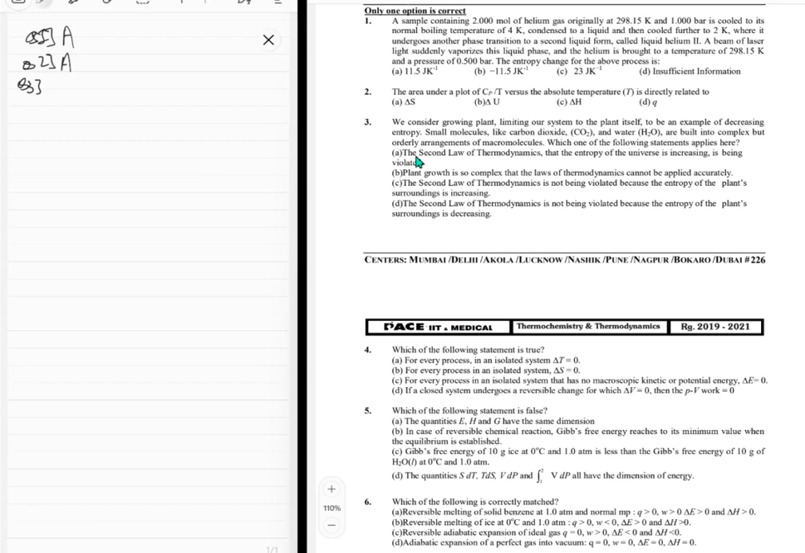No, it's not being violated, because we just consider the entropy of the system. What about the surroundings? Plant growth is so complex. B is just wrong, because if you cover the plant with, say, a container and just say the container is the system, then you can apply thermodynamics over here. So that option is just not correct. The second law is not being violated because the entropy of the plant's surroundings is increasing, yes, that's correct. The option saying the surroundings' entropy is decreasing, no.